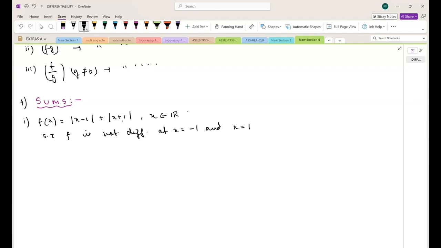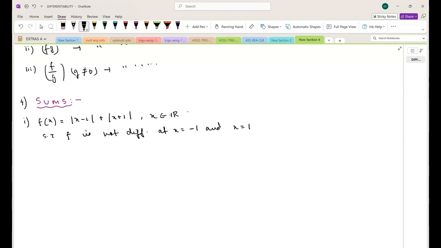points. So similarly, if you keep on including the mod portion, say another |x + 3|, then that will give you an example of a function continuous throughout, but not differentiable at 3 points. And of course, I've already given you not differentiable at infinitely many points.